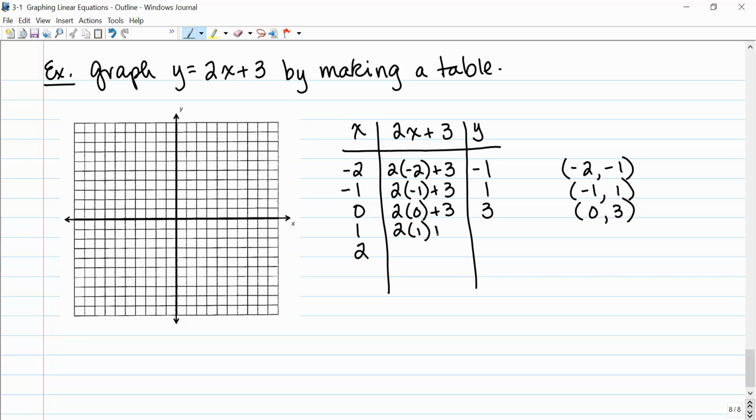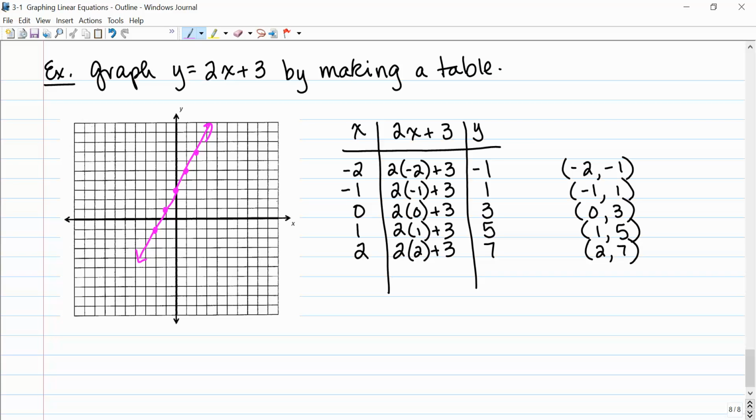Plug in 1 for x. 2 times 1 is 2 plus 3 is 5. Gives me the ordered pair (1, 5). And then plug in 2 for x. 2 times 2 is 4 plus 3 gives me 7. And that gives me the ordered pair (2, 7). Now let's graph these points on the coordinate plane. So (-2, -1), (-1, 1), (0, 3), (1, 5), and (2, 7). And they should create a line, so connect those with a line, and that's how you graph a linear equation by making a table.